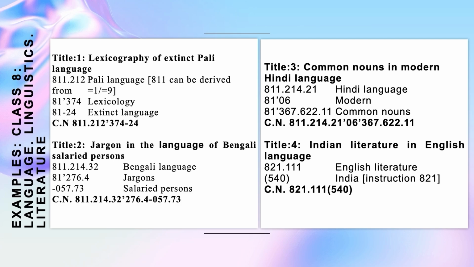Then title 4, Indian literature in English language. 821.111 English literature, and India number is within parenthesis 540. So as per instruction under 821, the class number will be 821.111(540).